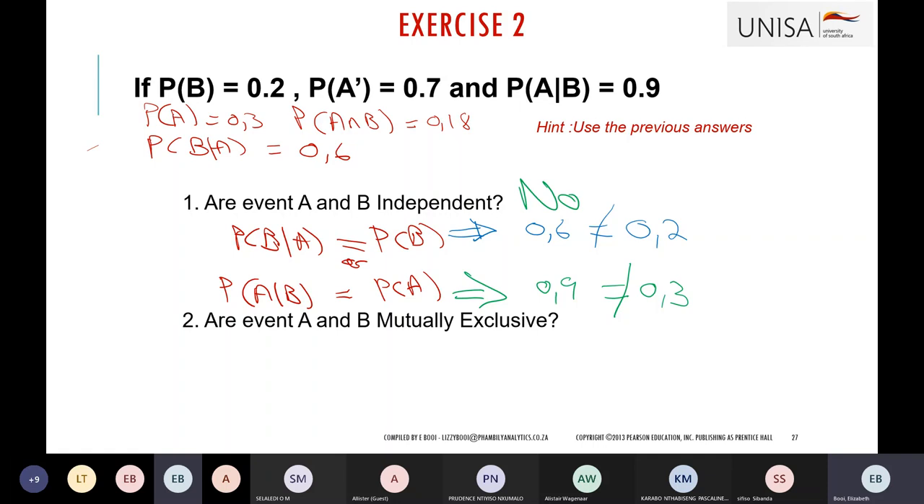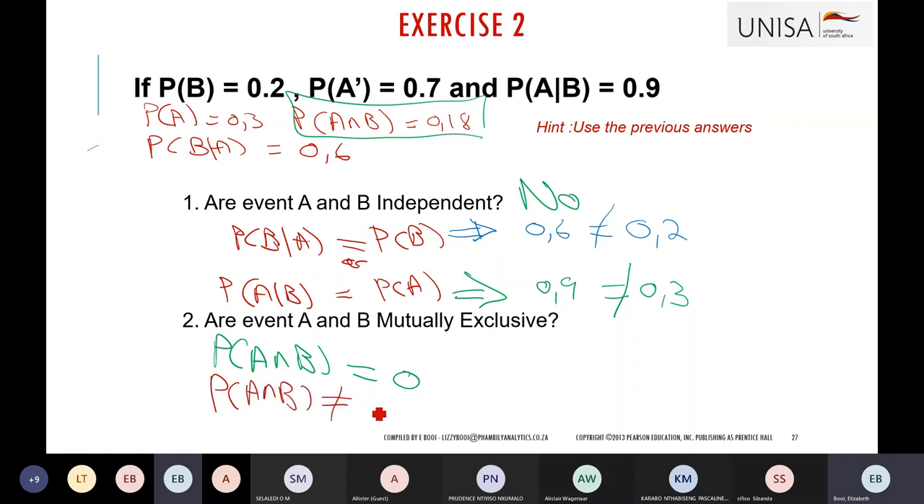Are events A and B mutually exclusive? How do I know that they are mutually exclusive? The probability of A and B should equal zero. Is the probability of A and B equal to zero? From my answers, the probability of A and B is not equal to zero, because it is equal to, oh sorry, 0.18. Therefore, it is not equal to zero. Therefore, no, it's not mutually exclusive.